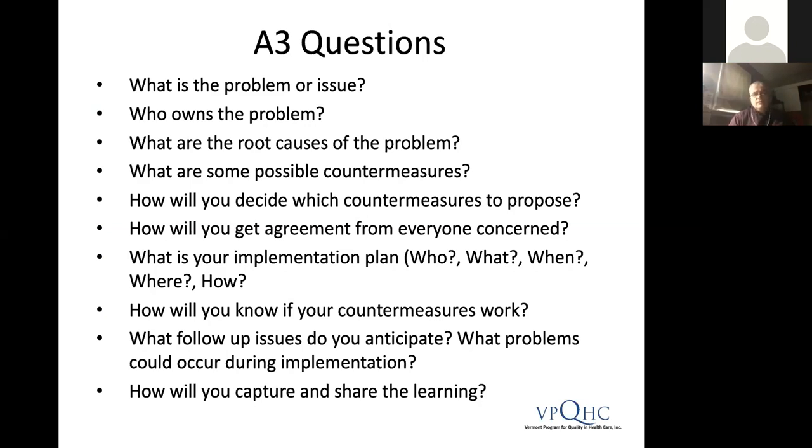These don't have to be 100% there for every A3, but they're a really useful guide to refer back to, just to check to make sure that you're actually on track and keeping the A3 structured so that you can solve the issue.